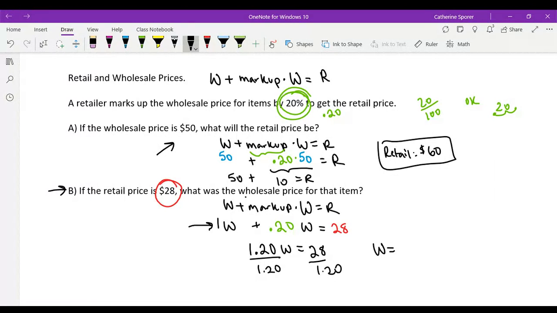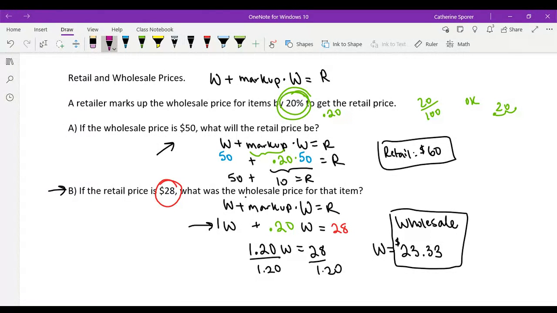And that is 23.33. So that means that the wholesale price, if we round to two decimals, it's actually a long repeating decimal, is $23.33.